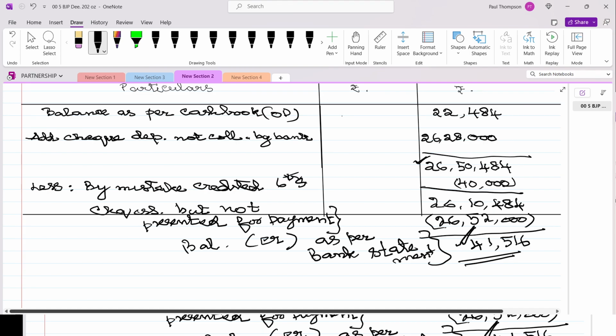Because this 40,000 credited was on 6th September, so it was at the end of 30th September when we were preparing the BRS. We hope that the bank would have rectified this error. In case they have rectified this error by that time, then the favorable balance is 1,516. It is not the overdraft as per bank. You may be very clear about this.